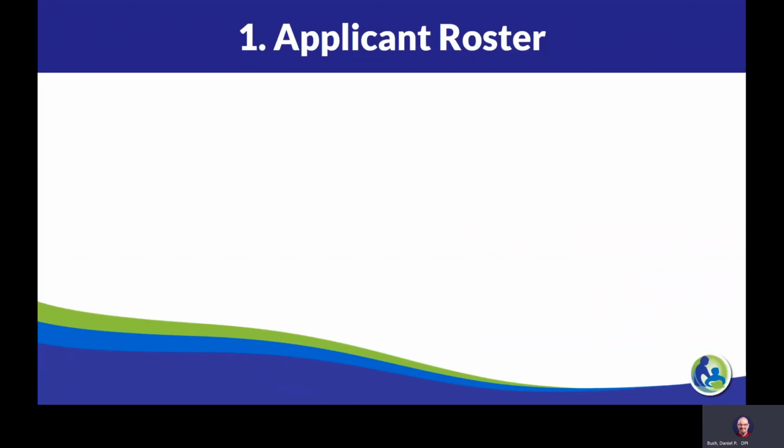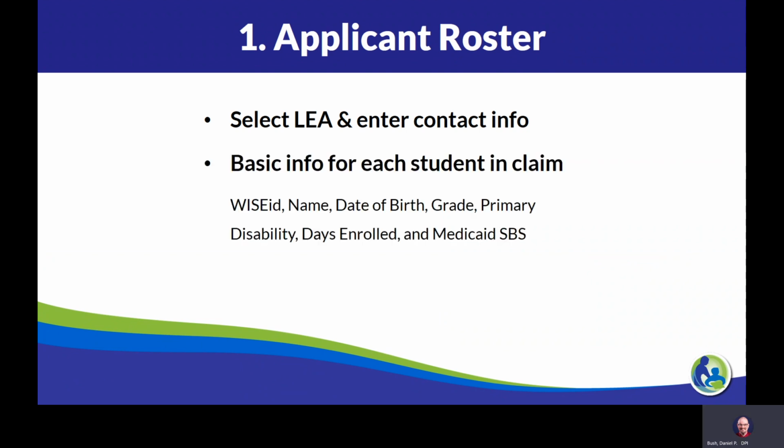The new claim form is an Excel document with a number of tabs. The first tab is the applicant roster. On the applicant roster, you will select the LEA and the contact information, and then you will provide basic information for each student in the claim. Let's go to the claim form and take a look at how this works.